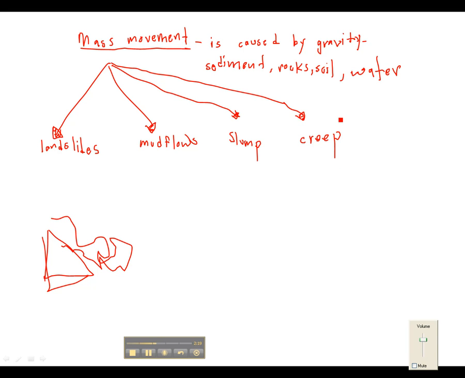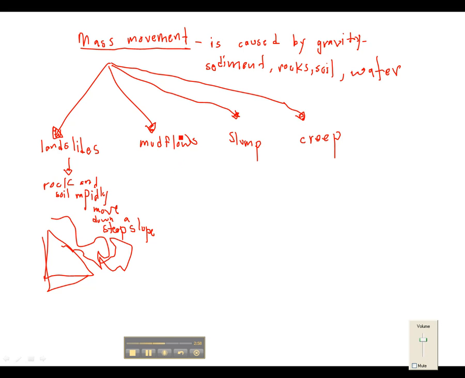Let's get some words that help us understand how this works. So landslides. We're going to talk about this more in depth, but basically, a landslide is when rock and soil slide rapidly down a steep slope. So rock and soil rapidly move down a steep slope.